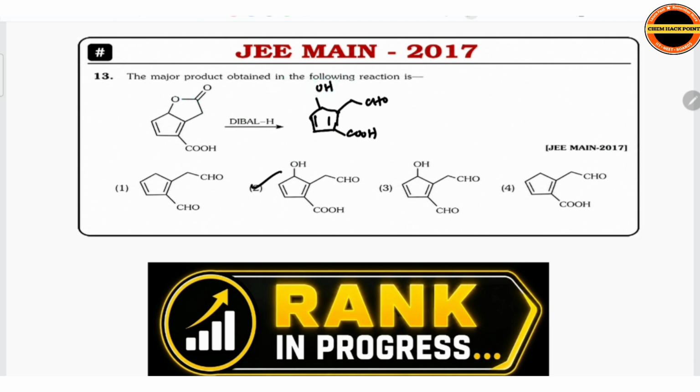And finally, according to the given information, which is correct? Observe it. OH here, CHO here. Option 2 is correct. So what is the simple modification? Carboxylic acid cannot be reduced by DIBAL-H, so leave it as it is. Plus, it can reduce esters to aldehydes. Aldehyde and one more group, after opening, alcohol. Aldehyde as well as alcohol together.